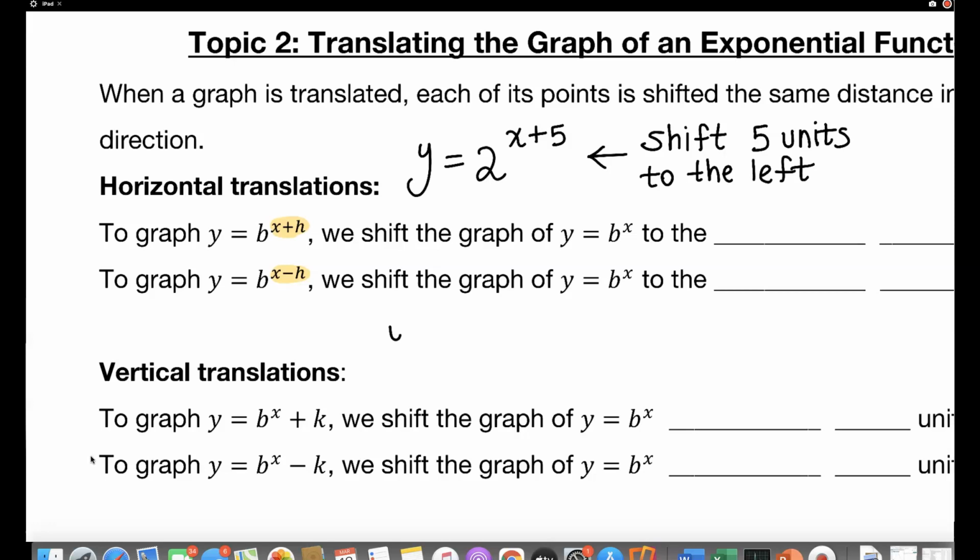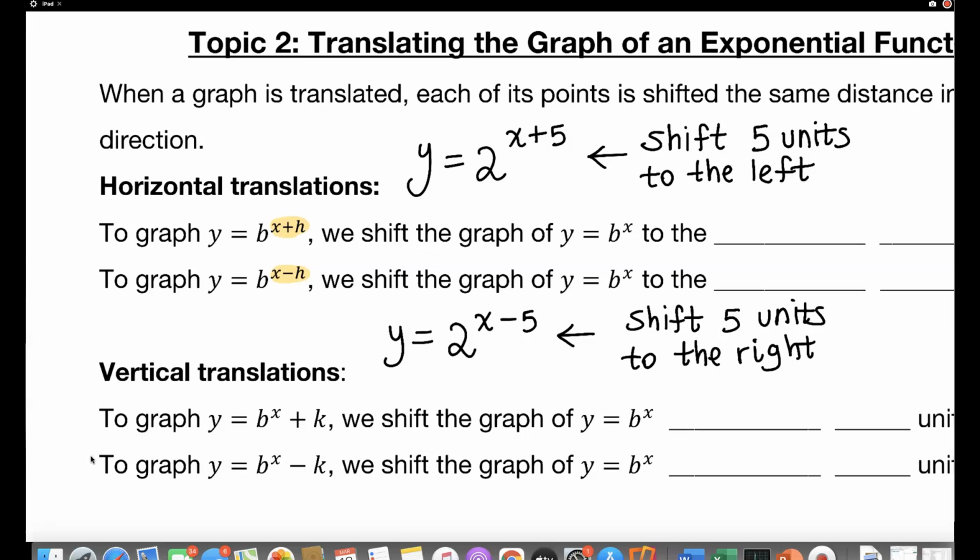Another one. If you have y equals 2 raised to the x minus 5 this time, guess what? The graph will shift 5 units to the right.